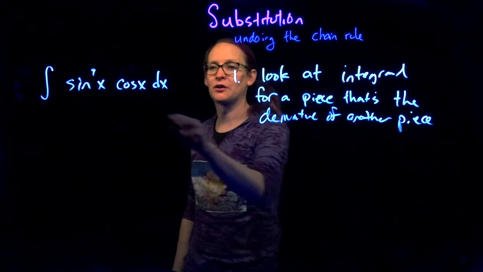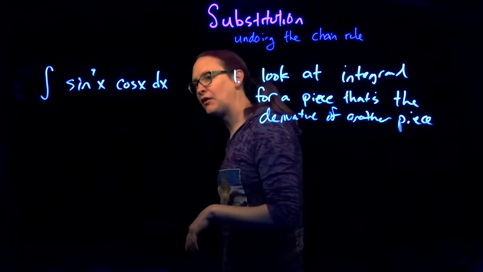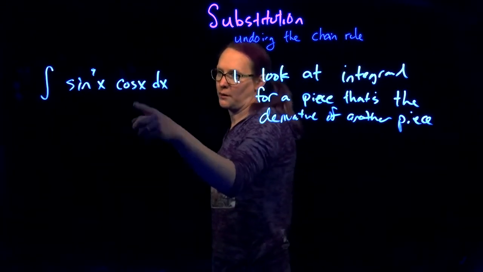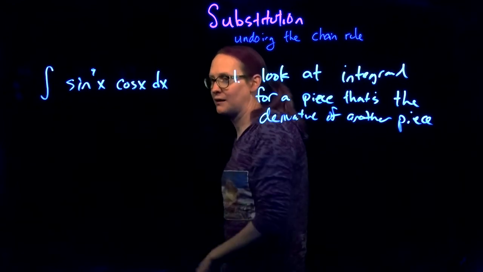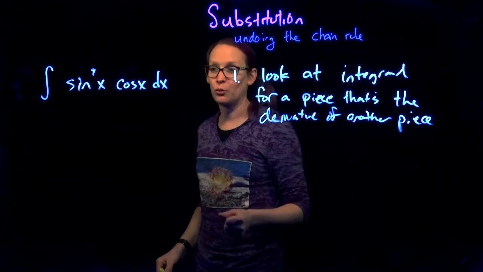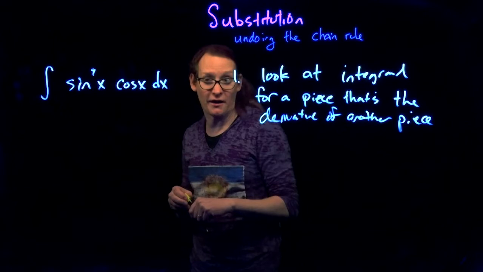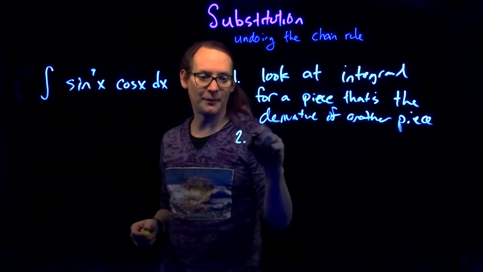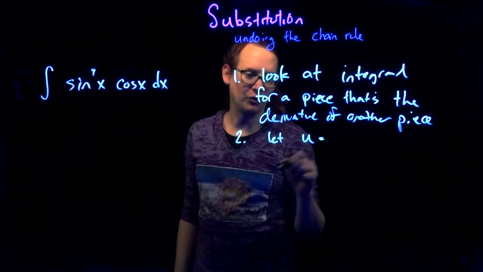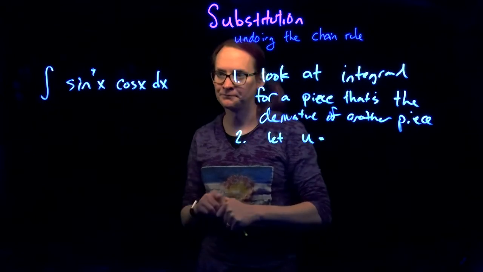So I'm looking at my integrand right here, the function I'm integrating. And I see that sine is the derivative of cosine with a minus sign, or cosine is the derivative of sine. There might be multiple relationships, so we're just going to try them. And step 2 is we're going to let u be equal to the complicated part.